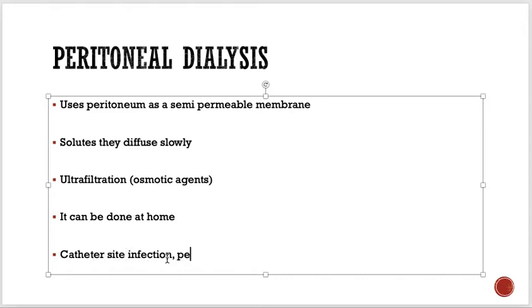Or there could be peritonitis, right? The peritoneum can get infected. Hernia can be there because it is the abdomen, right? And of course, with time, the membrane function of the peritoneum can be lost as well.